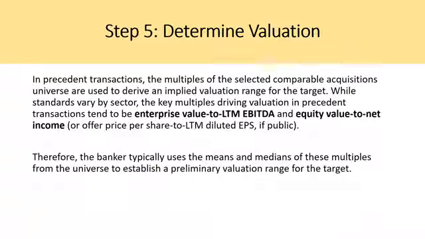In precedent transactions, the multiples of the selected comparable acquisitions universe are used to derive an implied valuation range for the target. While standards vary by sector, the key multiples deriving valuation in precedent transactions tend to be the enterprise value to last 12 months EBITDA and equity value to net income. So those are the key multiples that are used to derive valuation. So it's either EV to EBITDA or equity value to NI, net income. Therefore, the banker typically uses the means and medians of these multiples from the universe to establish a preliminary valuation range for the target. Right?